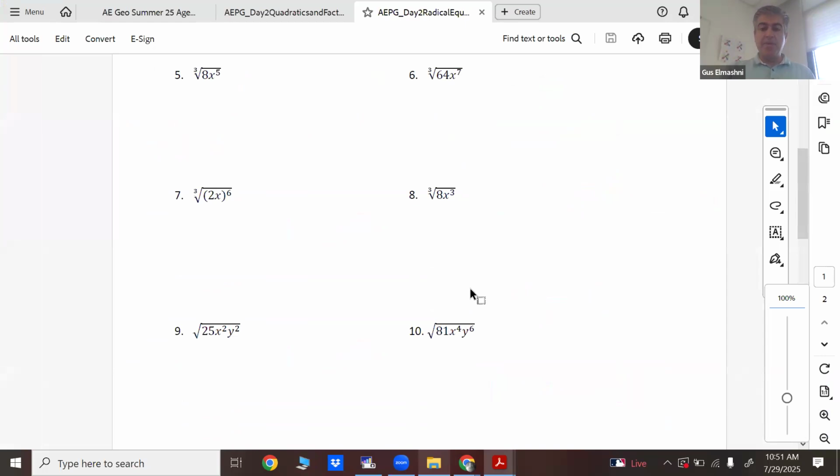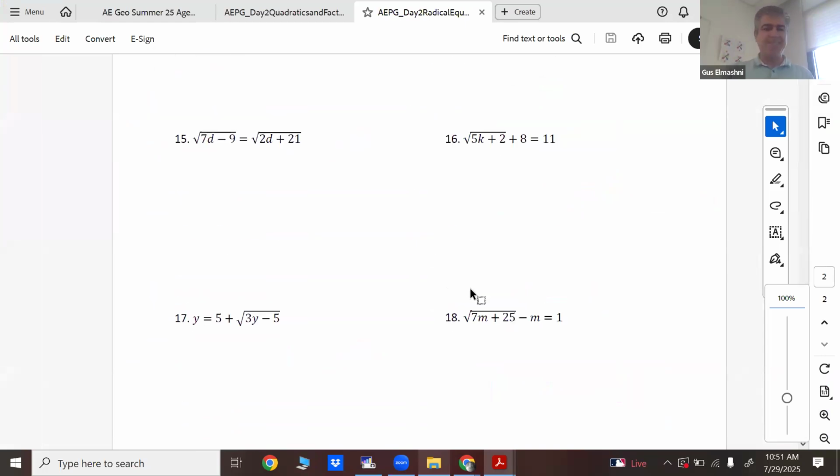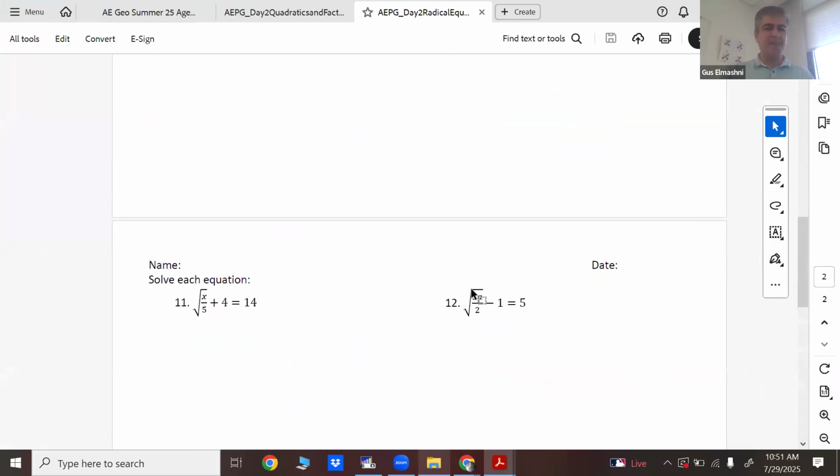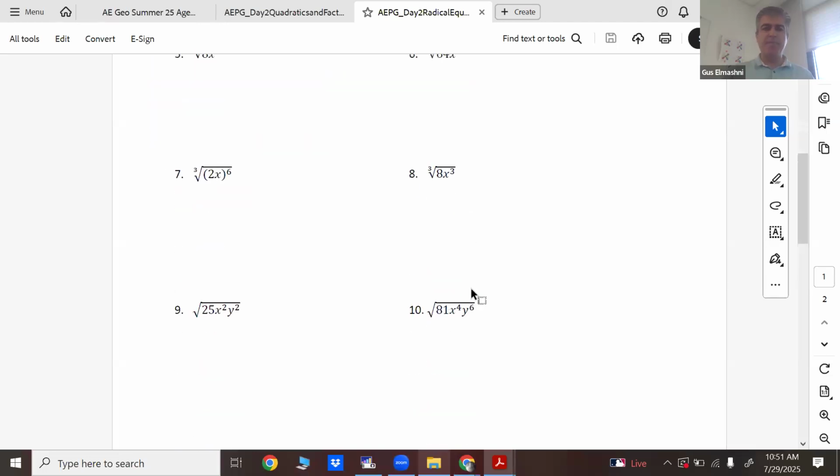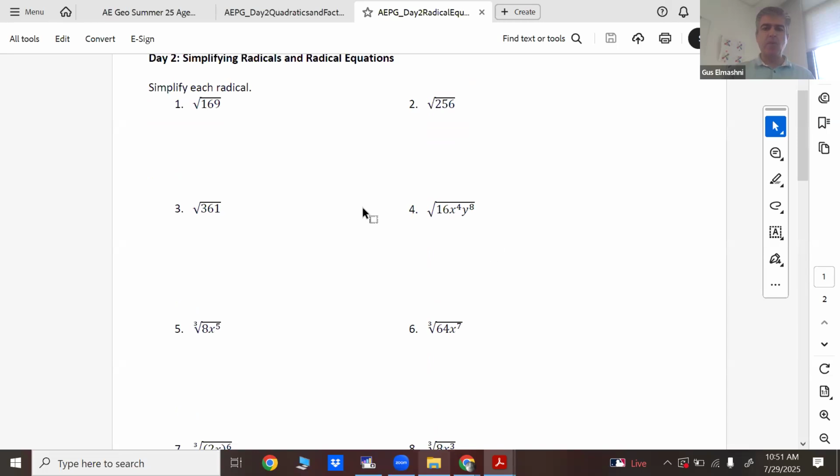Okay, simplifying radicals. If we have a chance, maybe I could squeeze in a problem or two on the next page, but after that, we've got to wrap up today. Okay, let's take a look at 2, 4, and both 5 and 6. Okay, so I'm going to write this in a text box over here.